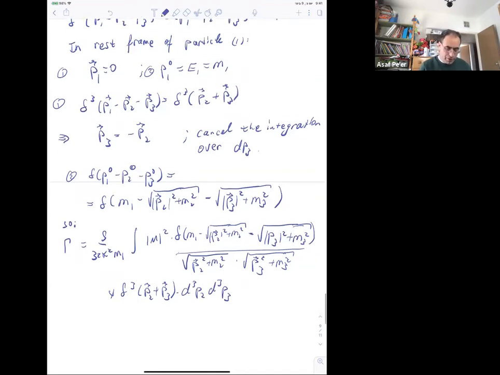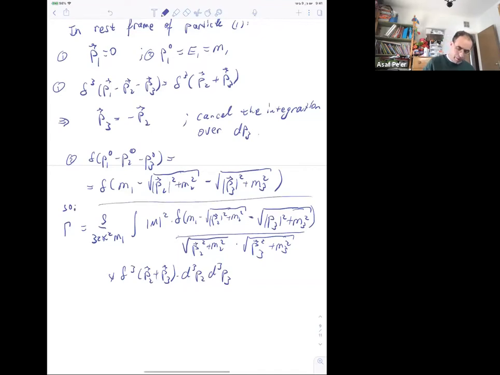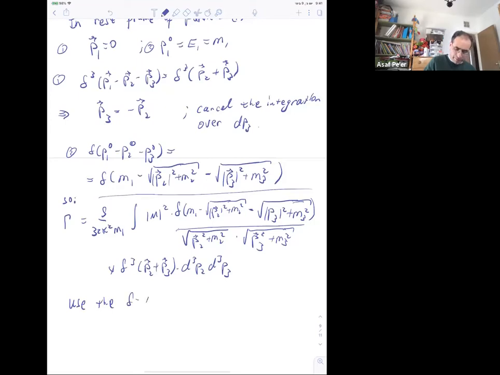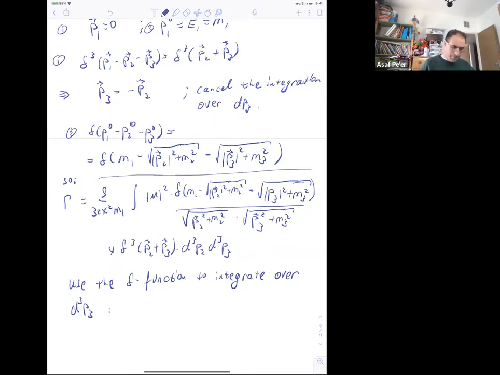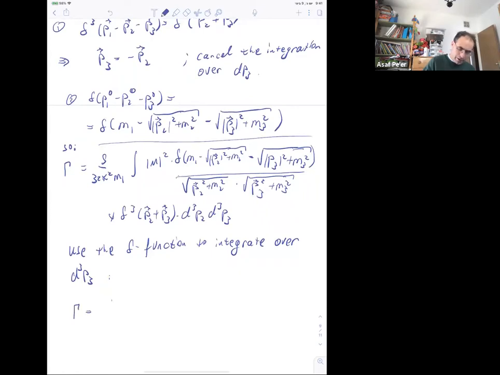So we use now the delta function to integrate over d cube p3. Right? Use the delta function to integrate over d cube p3. Then we end up with gamma, which is s over 32 pi squared m1, integral of m squared delta m1 minus square root of p2 squared plus m2 squared minus square root of p2 squared plus m3 squared, right?